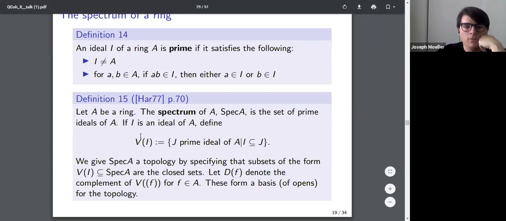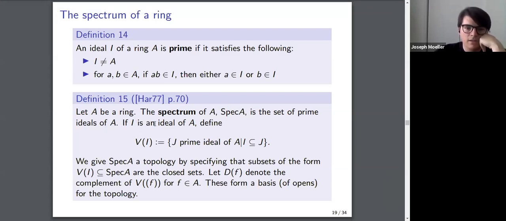And we're going to give this a topology by saying that if you have an ideal I, then you make up this set called V of I, the collection of all the prime ideals that contain that ideal. For example, the ideal generated by 4 in Z is contained in the prime ideal generated by 2. Or a better example would be 6. The ideal generated by 6 is contained in both the ideal generated by 2 and the ideal generated by 3. So that's what this set consists of. That's going to help us define this topology, where these V of I are going to be the closed sets.